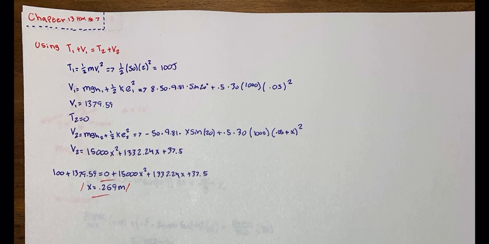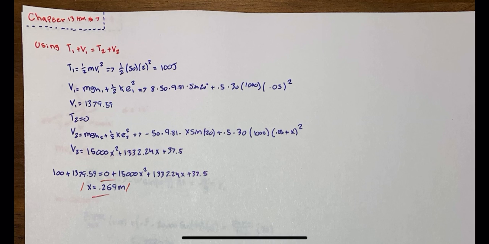And number 7. We have a box that's falling towards a spring on a 20% incline. And we're supposed to find the maximum force and the maximum deformation of the spring after the package is brought to a rest.